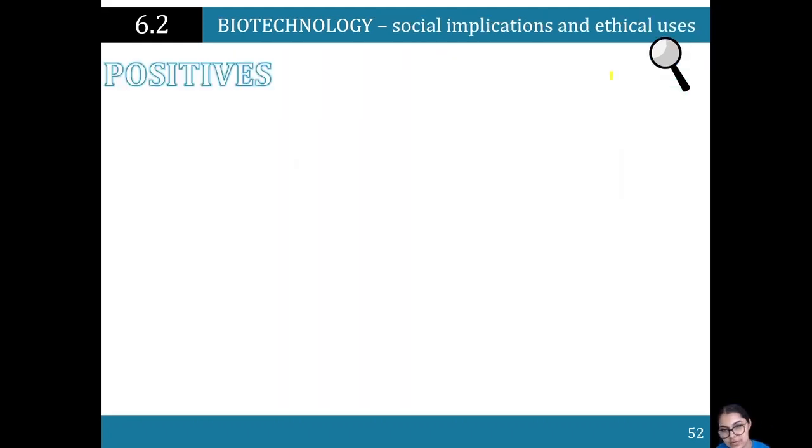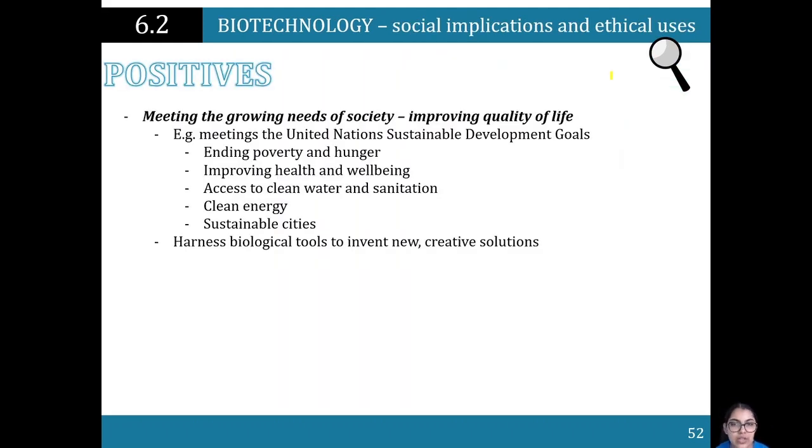So what are the positives, right? I actually want you to think about this. What are the positives of using biotechs? Well, first of all, it meets the growing needs of society, right? We have a growing population. Our resources are limited, and so by using these biotechnological products, we can meet the growing needs of a society. We can try and reduce that pressure on the environment, and we can improve quality of life through it.